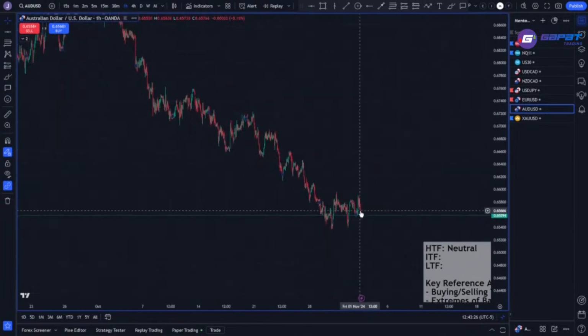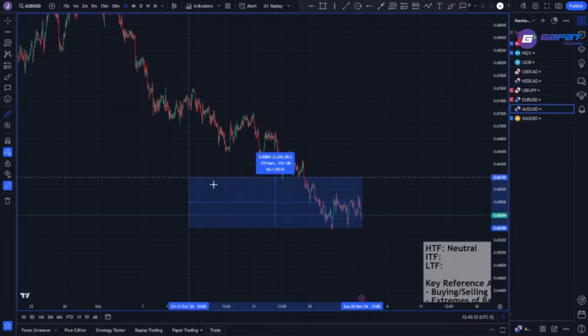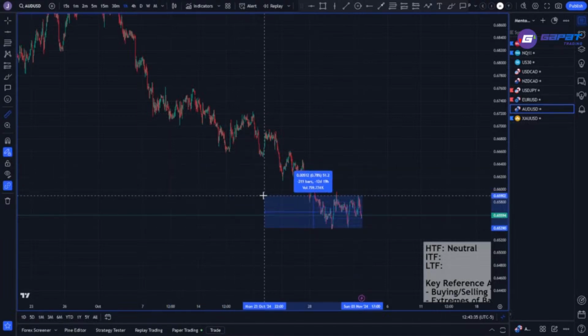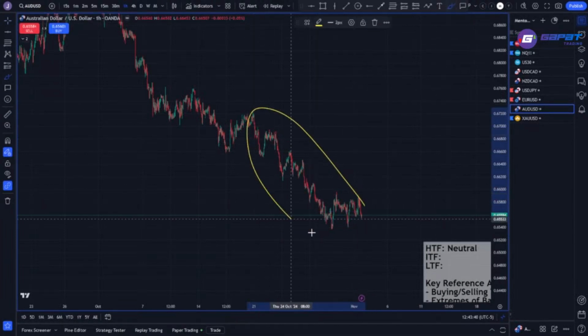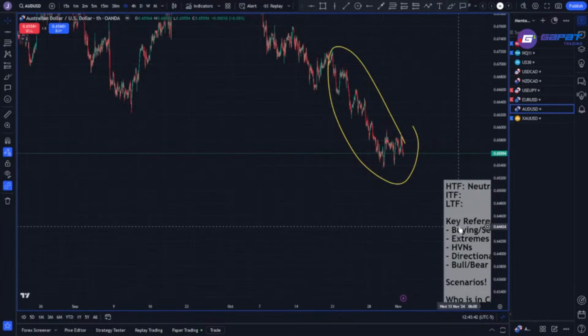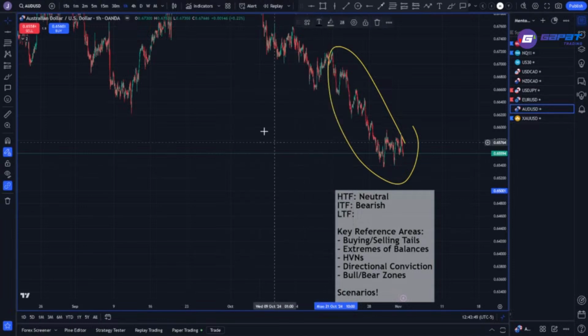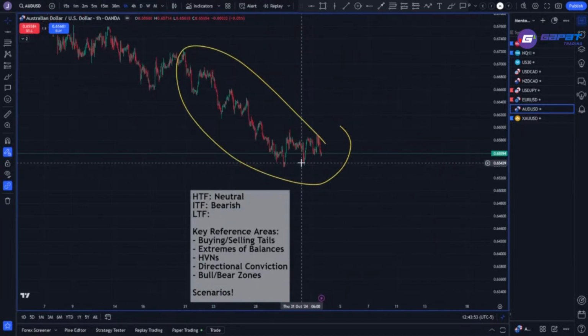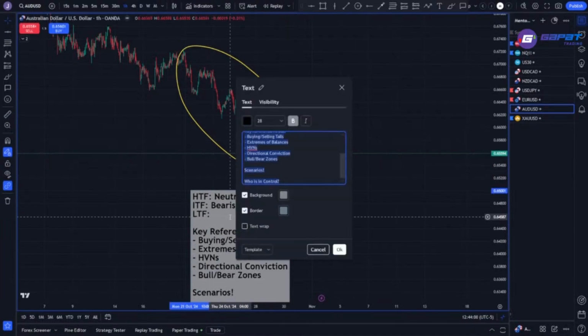Okay, intermediate time frame, past 2 weeks. Too far. 14 days brings me to there. So we're looking at this, which I will call bearish. And then our lower time frame, 1 to 4 days. We'll go 4 days. It's neutral. So we've just been in this range, chopping up.